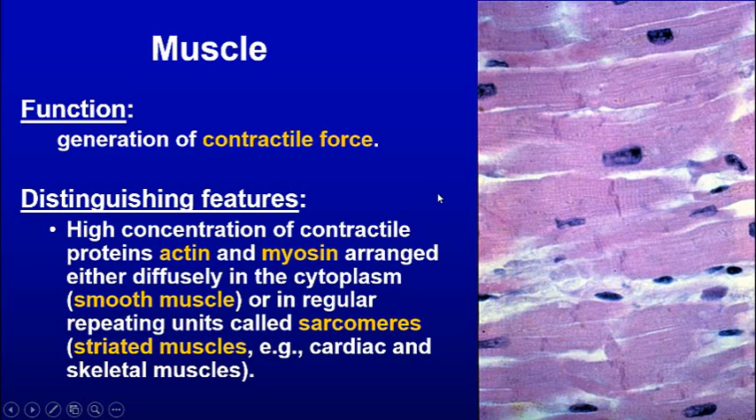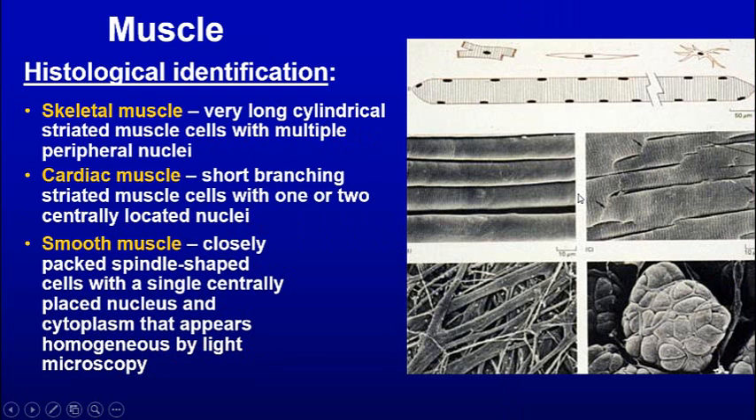Muscle, the function of muscle is to generate contractile force. So it has a high concentration of contractile proteins, actin and myosin, and they can either be arranged diffusely as in smooth muscle, or they can form sarcomeres, organized layers of fibers, and you see those in skeletal muscle and cardiac muscle. And here we can see the striations that are brought about by having these cells line up, as you see.